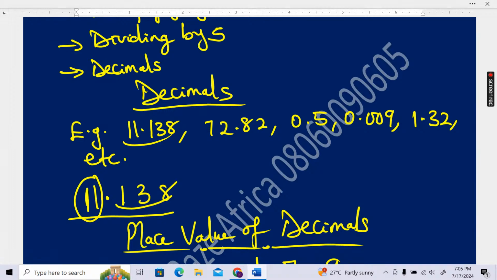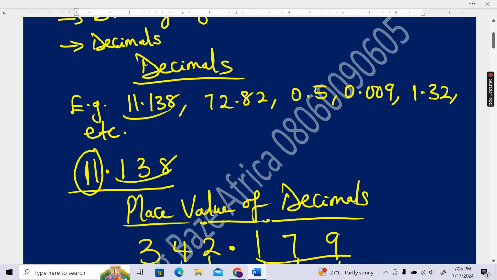Now, we also spoke about reading decimal numbers, like the first one here, 11.138, 72.82, 0.5, 0.009, 1.32. So that's how to read a decimal number.